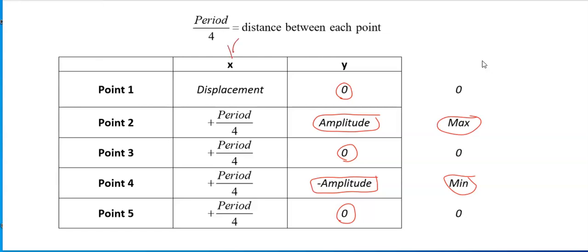Now look at the x's. The displacement, whatever the displacement is, that's your first x value. Then to get the x value for point number 2, you add on the period divided by 4. To get the x value for point number 3, you do the same thing, and then the same thing, and the same thing once again, and that'll give you the x values of all your 5 points.